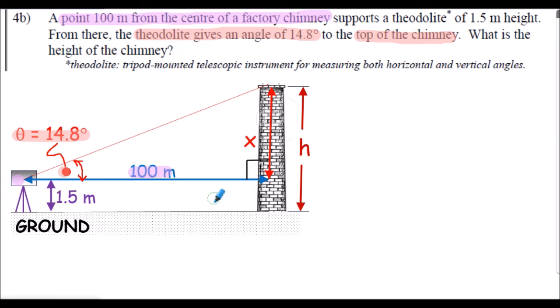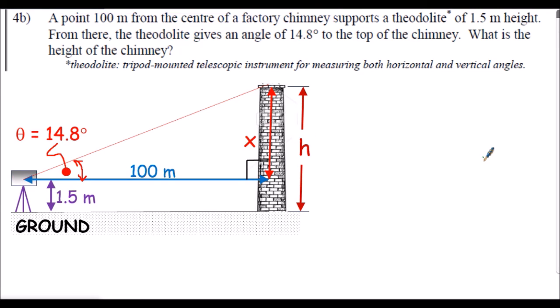So you can see now I've formed a right angled triangle, which I can now solve to find the value of x, which is this height shown here in the red arrow. But don't forget, I'm asked to find the actual height of the chimney, h, so I'll need to add 1.5 to x to find h.